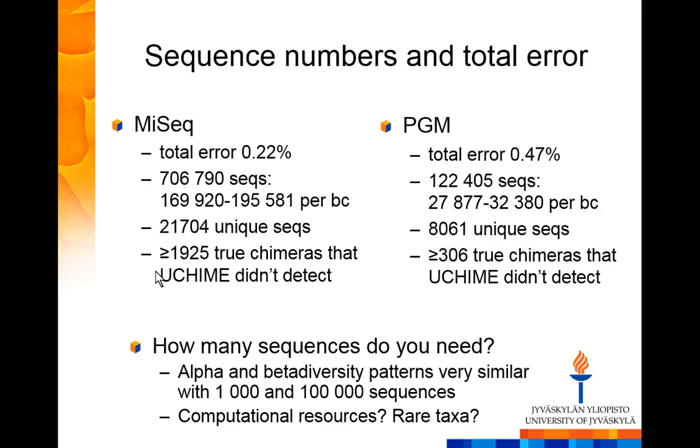The error analysis, number of sequences: when you calculate it based on the 454 SOP, for MiSeq, the total error is 0.2, and for PGM, it's a little bit more than double. So yes, there is still a significant quality difference.